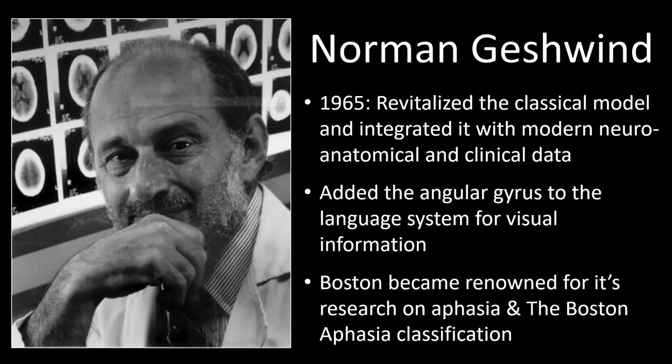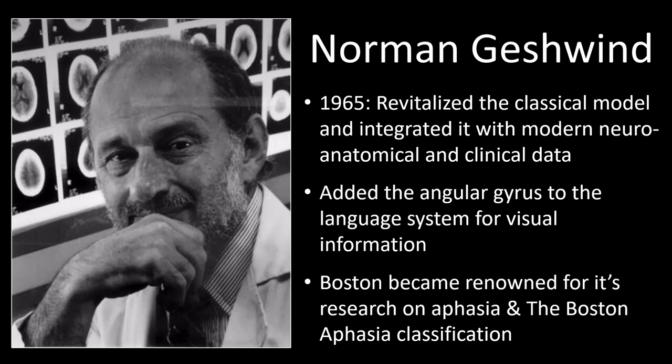Holistic views were very dominant in that period. And let's say by the early 20th century, the model had basically fallen into disregard a bit. But then in the 60s, it was completely revitalized by Norman Geschwind, an American neurologist who worked in Boston. He actually pulled the classical model out of the dust and integrated it with modern neuroanatomical and clinical data.